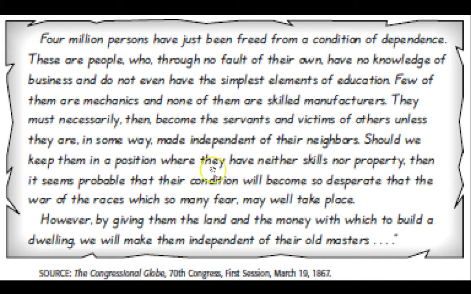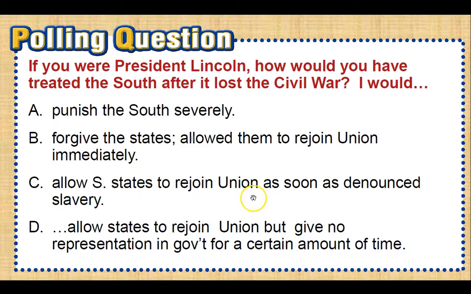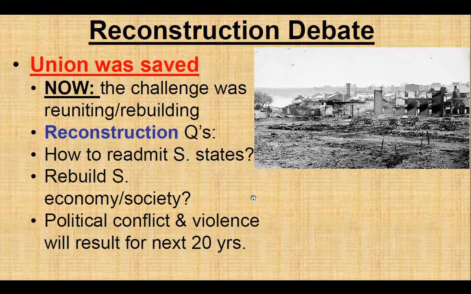Should we keep them in a position where they have neither skills nor property, then it seems probable that their condition will become so desperate that the war of the races many fear may well take place. However, by giving them land and money with which to build a dwelling, we will make them independent of their old masters. This is going to be a pretty radical idea discussed in 1867, 2 years after Lincoln's assassination, 1865, and the passage of the 13th Amendment. A radical view, we'll be talking about that radical view coming up and what that involves. It is a proposal to give away land for free, and how they justify that.